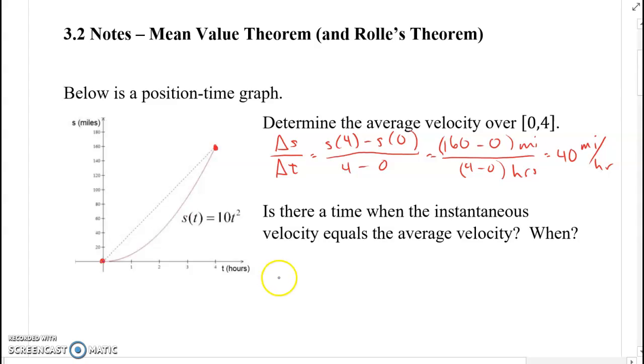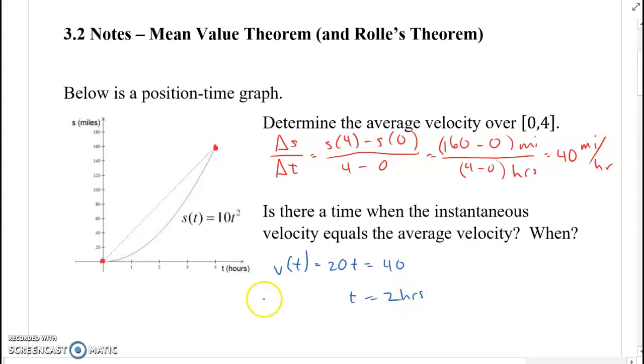So you would say, well, we know the velocity function, right? The velocity function is the derivative of the position function with respect to time. So we bring that 2 out front. 2 times 10 is 20. The t is now raised to the first power. That's our velocity function. And our question is, does this thing ever equal 40? And, of course, the answer is yes. It equals 40 when t equals 2.